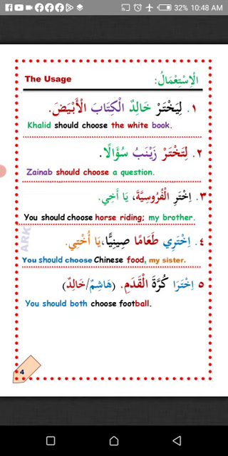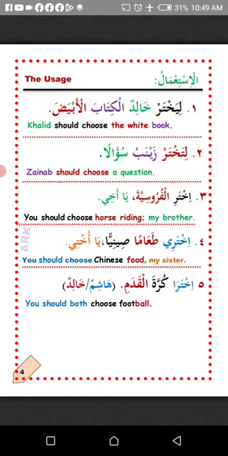Number three. اختار الفروسية يا أخي. Choose horse riding يا أخي, my brother. Remember, the ra'un in اختاري is supposed to be taking sukun. However, the lamun after it, the lamun in al-furusiyya, is also taking sukun. So what do we do to avoid the meeting of two sukun at the same time? We turn the ra'un sukun to ra'un kasara so as to avoid iltiqa'u sakinain, the meeting of two sukun at the same time.